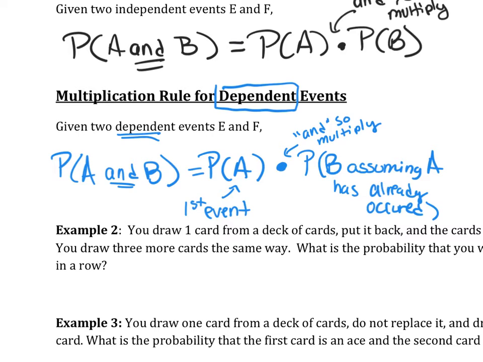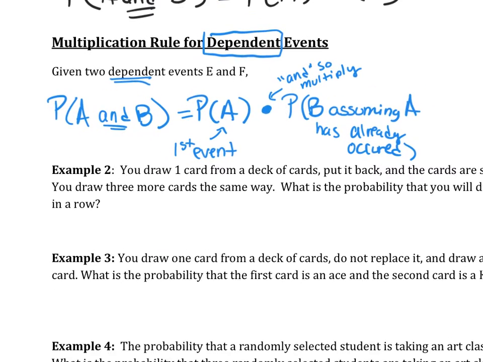Okay, so that usually means your denominator is going to be changing, because if you drew your card from 52 but then you didn't put it back, our second probability now, we are assuming we only have 51 cards to choose from because we have one card that's no longer in the deck.